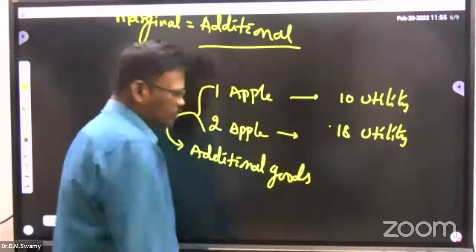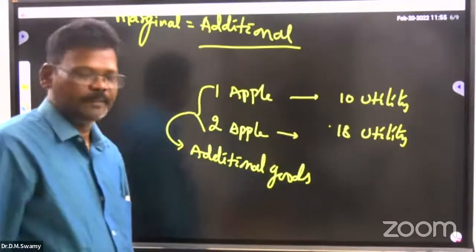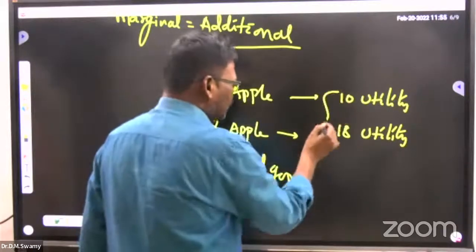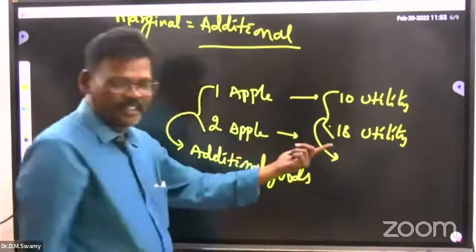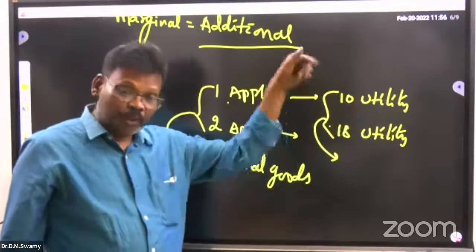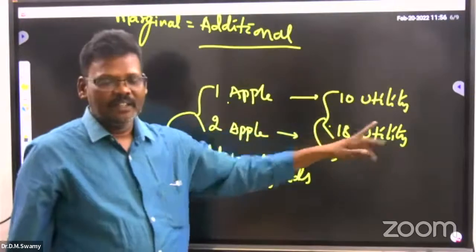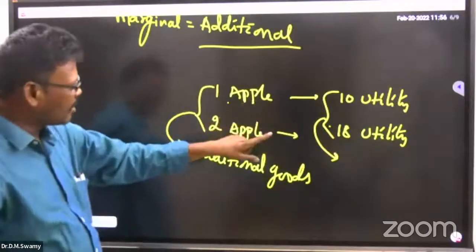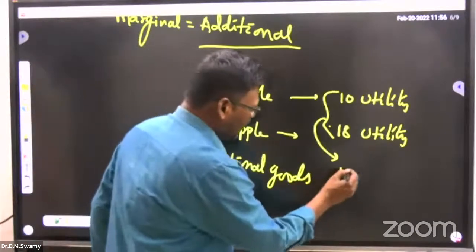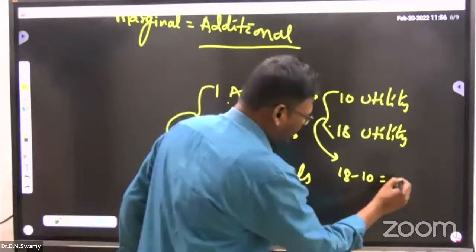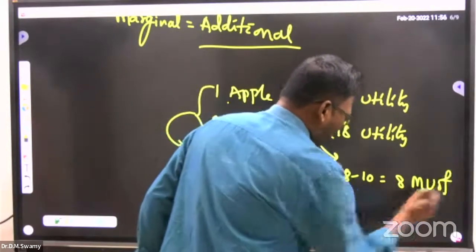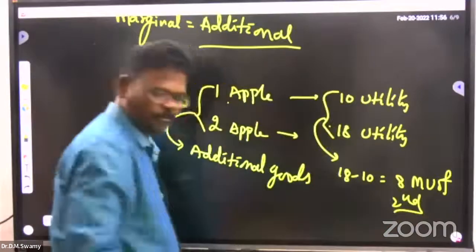Okay, extra goods or additional commodity. By consuming this extra commodity, how much extra utility did he get? From the first commodity he got 10. By consuming 2 commodities he got 18. That means the extra utility the person got through the second commodity is 18 minus 10, which is 8. This is called the marginal utility of the second commodity.